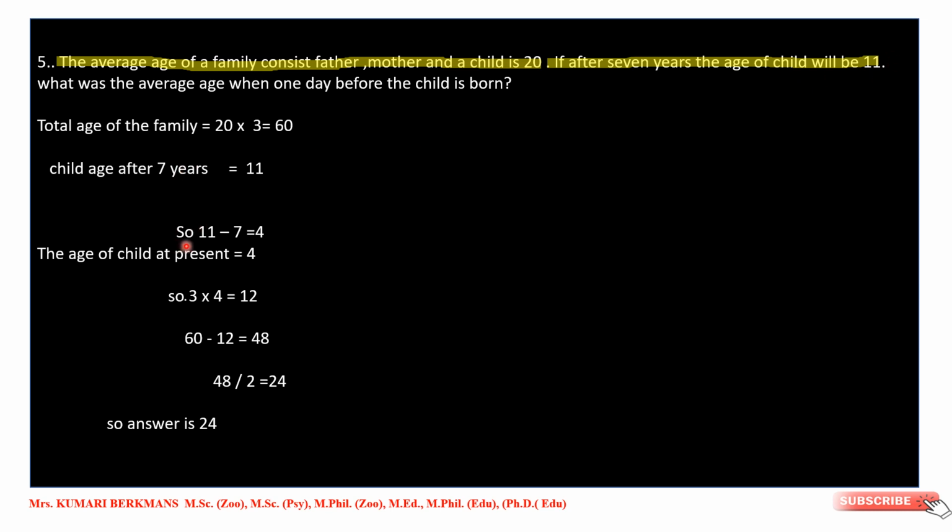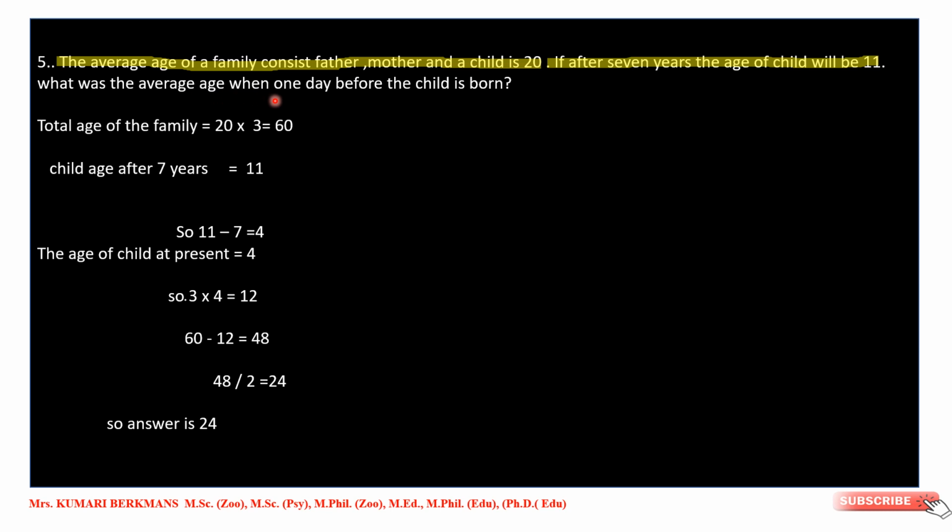So at present, what is the child age? 11 minus 7, since it is after 7 years. Present age is 11 minus 7, it is 4. So the child is 4 years. And now what we have to do?